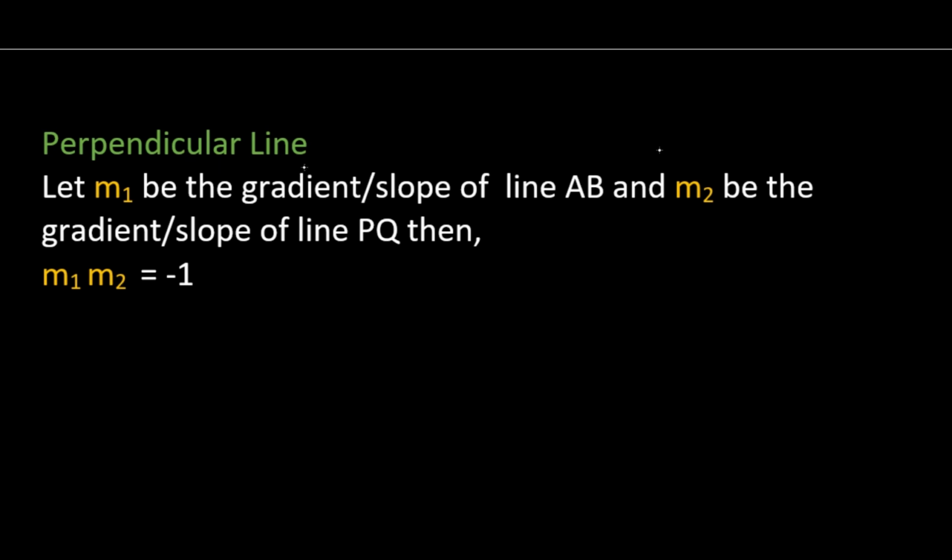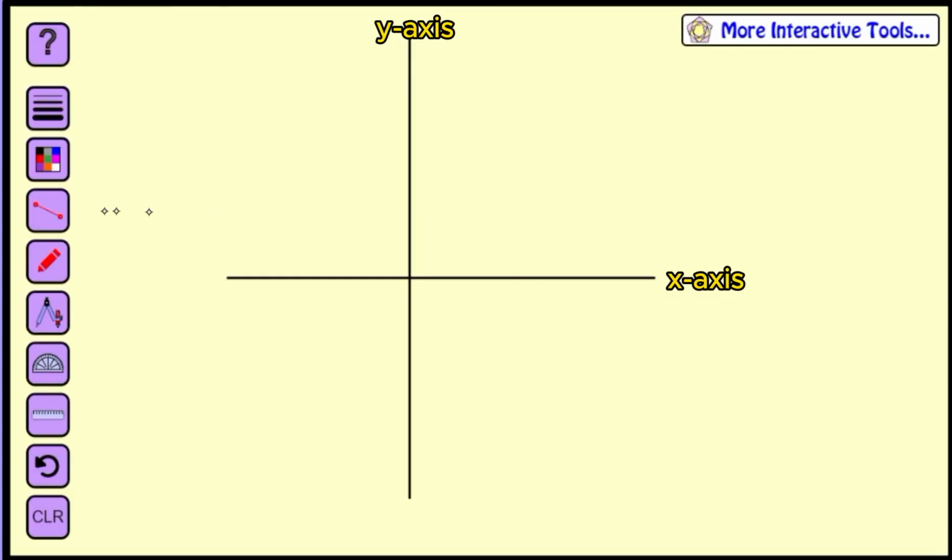Now, if it's a perpendicular line, let M1 be the gradient or slope of line AB and M2 be the gradient or slope of line PQ. Then M1 times M2 is equal to -1. We can also say that M2, the gradient of PQ, will be equal to -1 over the gradient of AB, which is M1, by dividing everything by M1. Let us look at this as well.